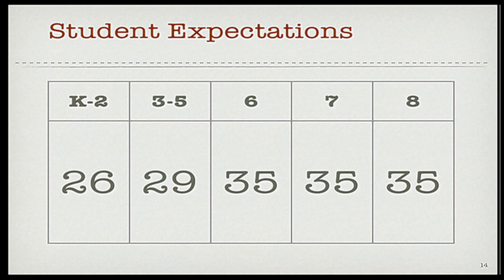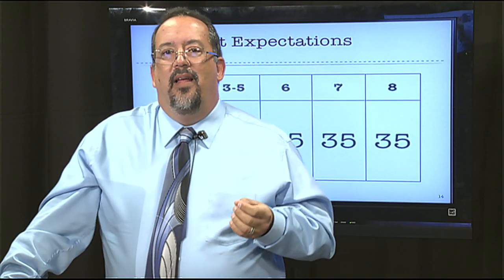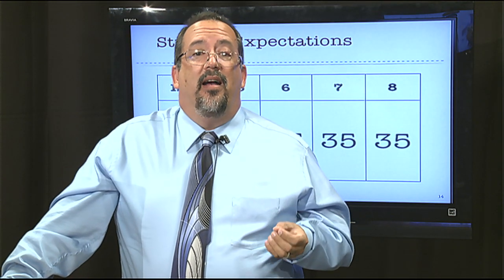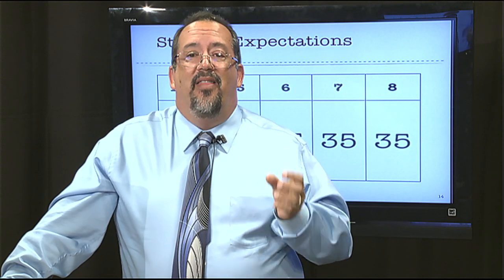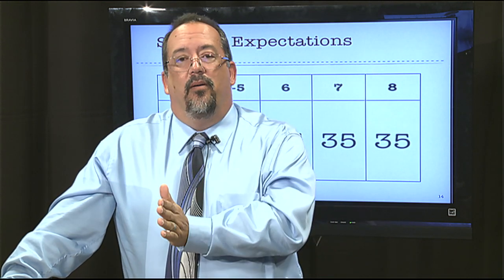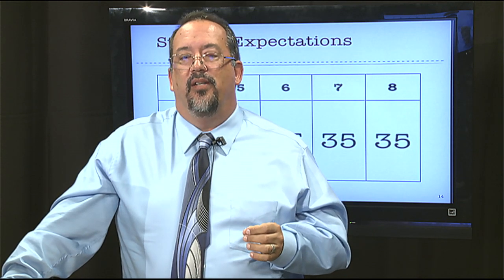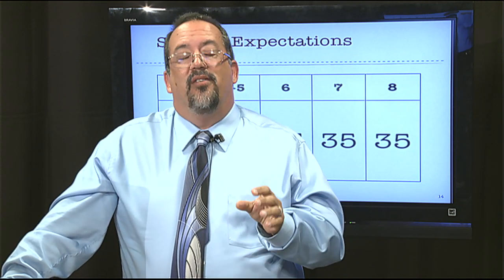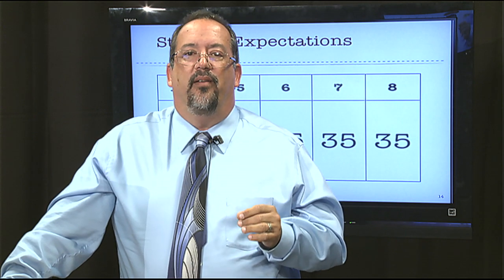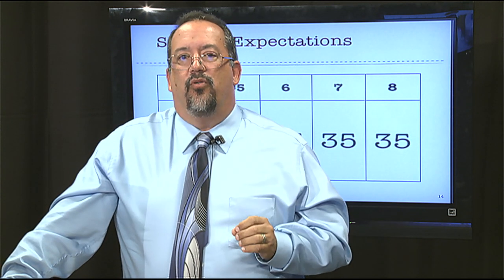In grades 3 through 5, there are 29 student expectations. And grades 6 through 8, each grade level has 35 student expectations. Now, you would think by looking at grades 6 through 8 that since each one has 35 student expectations, they're the exact same expectations, and that's not the case. They're actually different expectations at each grade level. It just so happens, probably by coincidence, that there are 35 at each grade level.